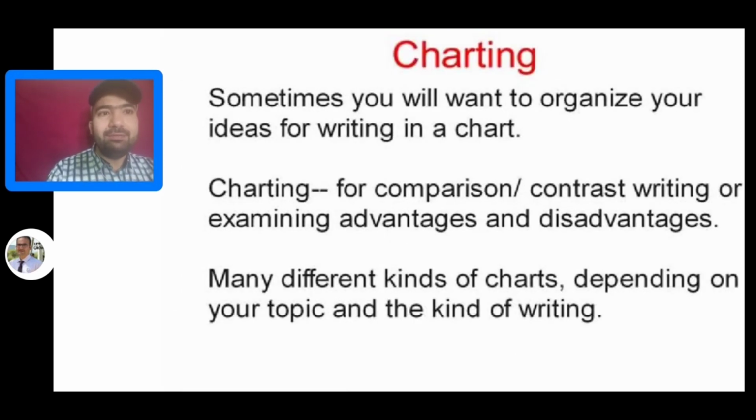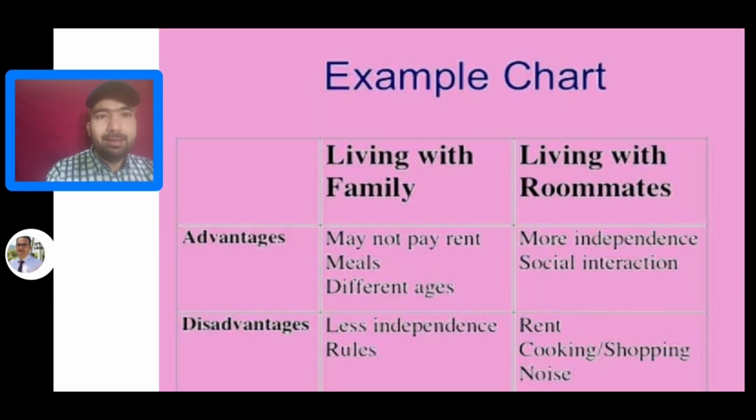Charting. Sometimes you will want to organize your ideas for writing in a chart. Charting is used for comparison, contrast writing, or examining advantages and disadvantages. There are many different kinds of charts depending on your topic and the kind of writing. For example, living with family versus living with roommates. Now advantages and disadvantages. Advantages: may not pay rent, meals, different ages. More independence, social interaction. Disadvantages: less independence, rules, rent, cooking, shopping, noise when living with roommates. So this is how you create a chart.